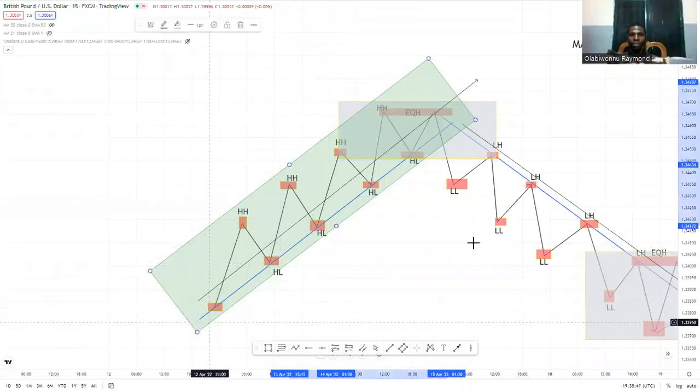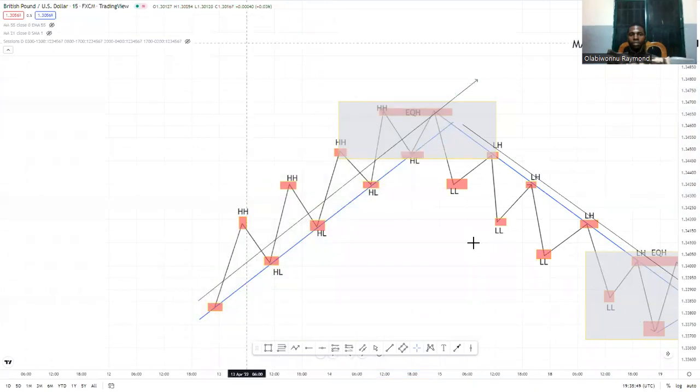Let me delete this one. This blue line is my trend line. Notice what I connected together. I connected the lower low, the higher low, the higher low here, the higher low here, the higher low here. Then I draw it into the future.